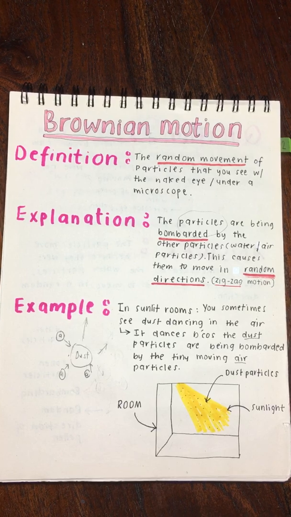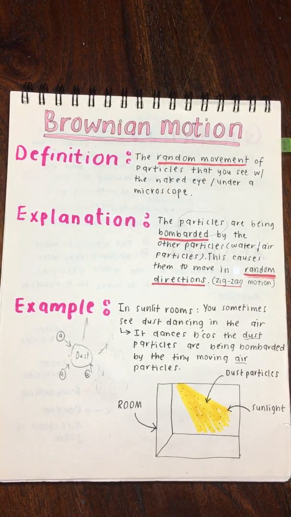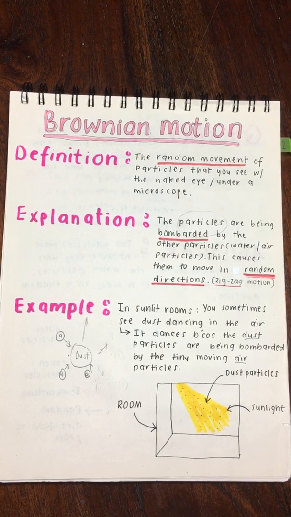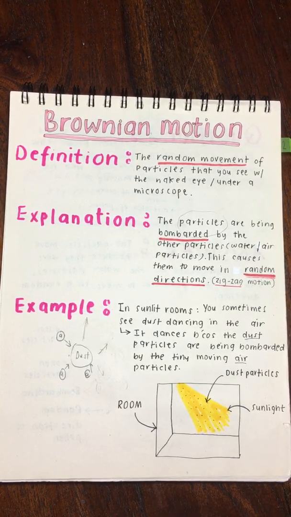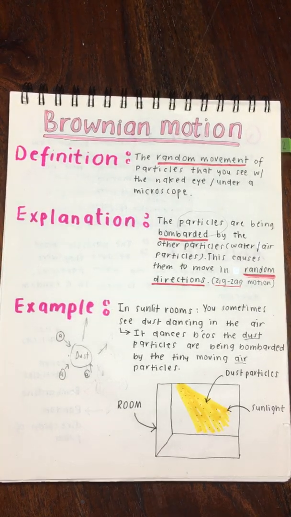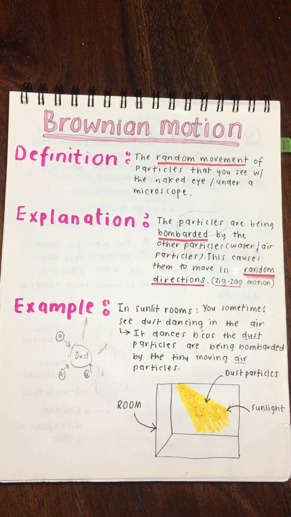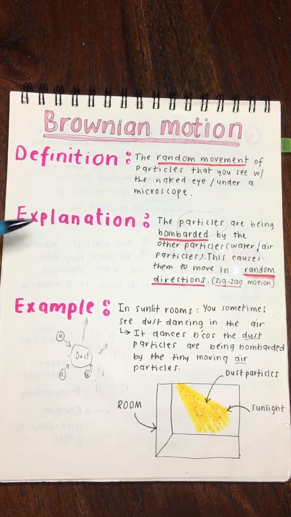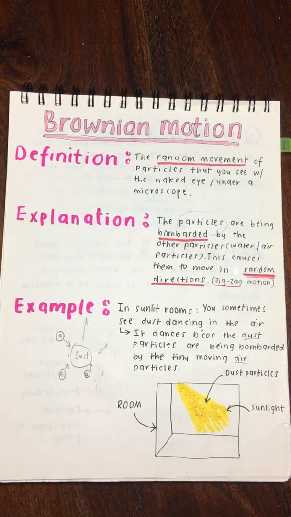What is Brownian motion, you ask? Brownian motion is the random movement of particles that you see with the naked eye or under a microscope. The particles, for example, pollen particles, dust particles, and so on, are being bombarded. That means they're being hit by the other particles such as water or air particles.